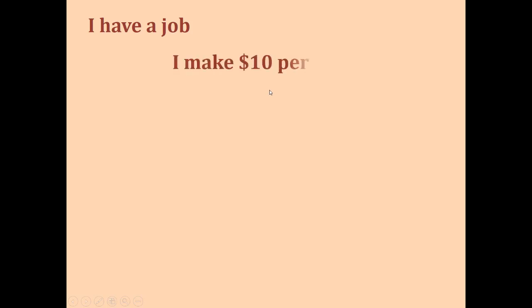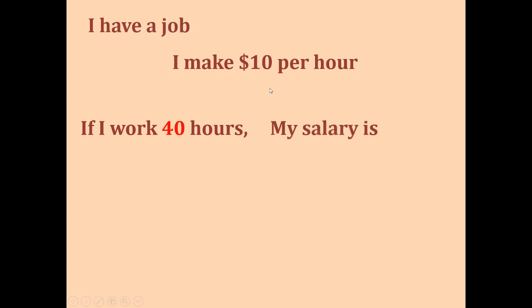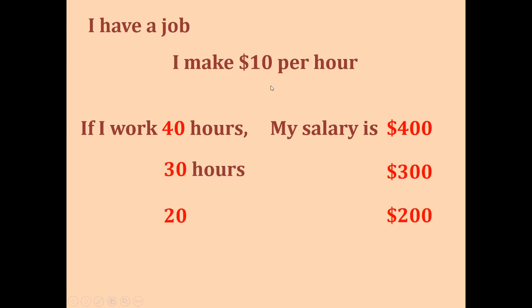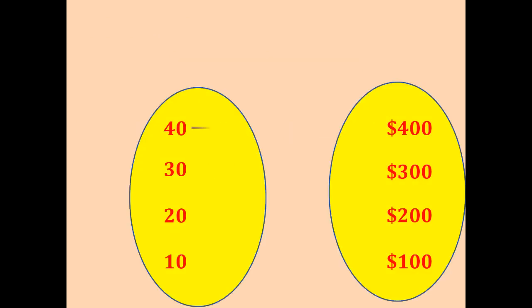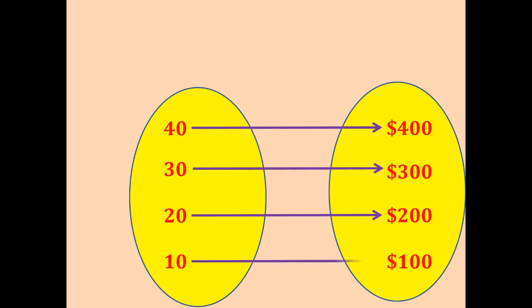So here we have a situation where we've got a job making $10 an hour. 40 hours should give 10 times 40 or $400. 30 hours should give $300. So the number of hours worked determines the salary. We can write this much like we did earlier. We can take this group of numbers and this group of numbers and line them up and say, okay, this is what we've just said.